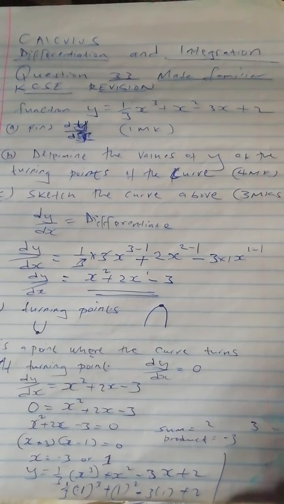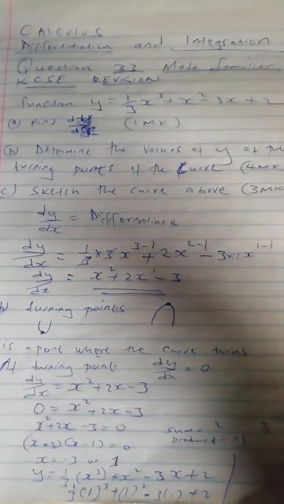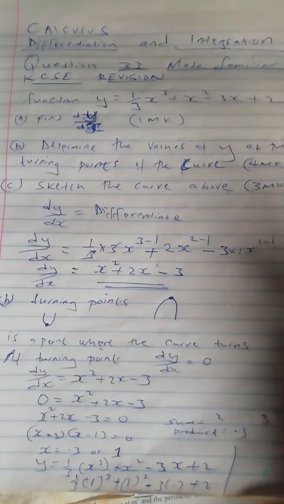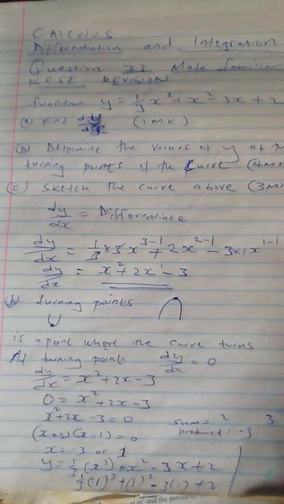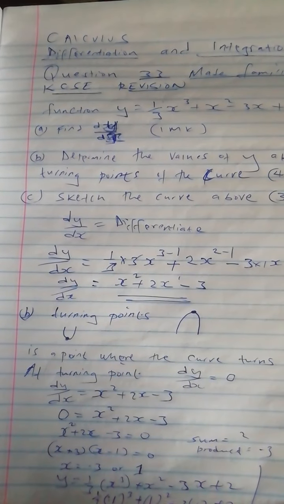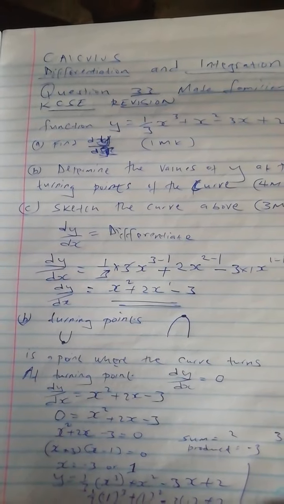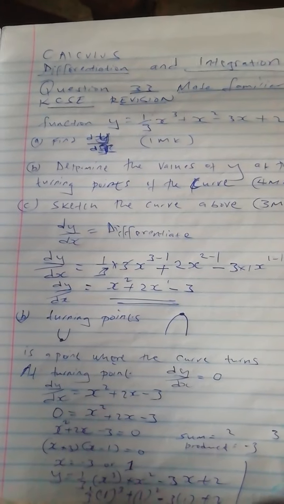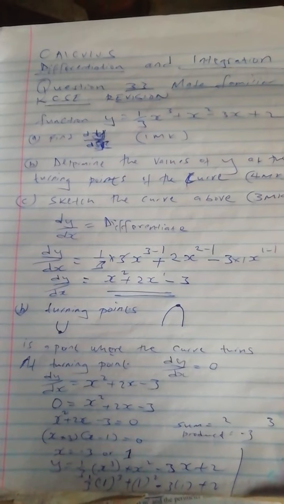So let me give a preview of what I've said. To find the turning point, dy/dx equals 0. Not the integration, but the differentiation equals 0. Therefore, after differentiating the first part, you take dy/dx equals 0 and then find the value of x. That is the turning point. But if they ask you to find the value of y, you replace. And that is the end of that question on turning point.